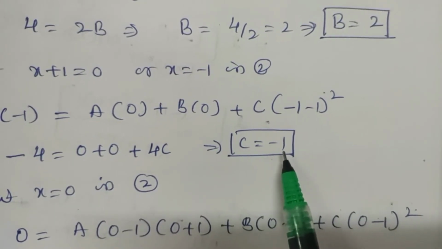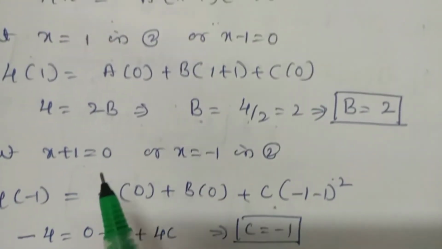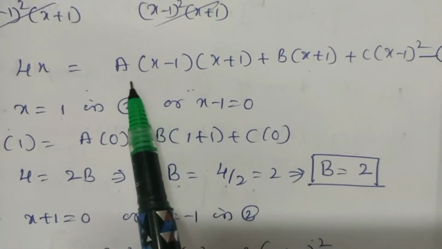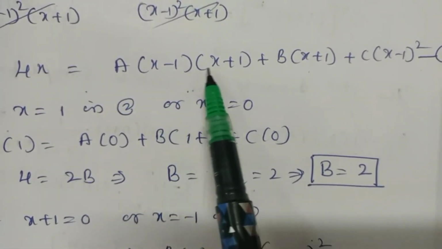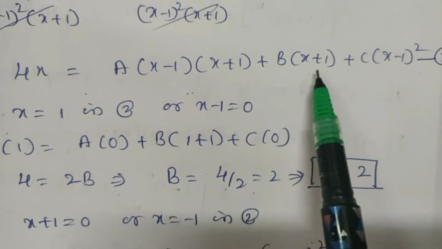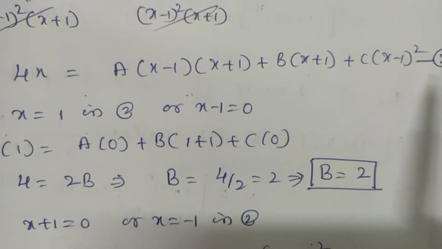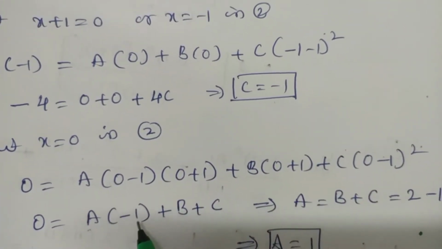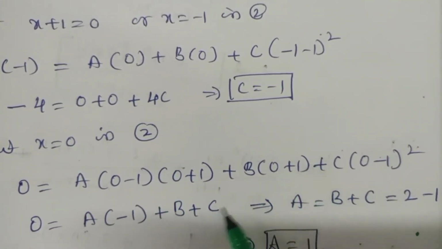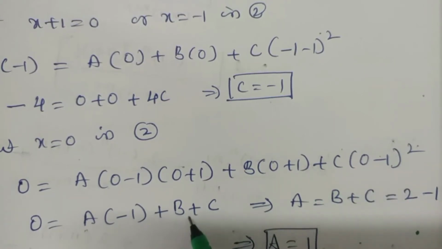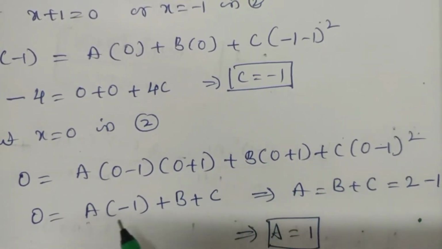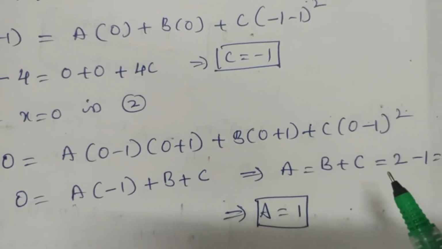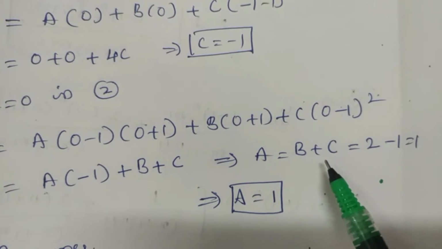To get the value of a, you have to put x equal to 0 in equation 2. In this, you have to put x equal to 0. So you will get the LHS as 0. It is a into (0 minus 1)(0 plus 1) plus b into (0 plus 1) plus c into (0 minus 1) whole square. So it becomes like this: a into minus 1, then plus b into 1 is b, and c into (minus 1) whole square is plus 1. So we have, take minus a to the LHS, it becomes plus a. a is equal to b plus c. This implies, here substitute the values of b and c.